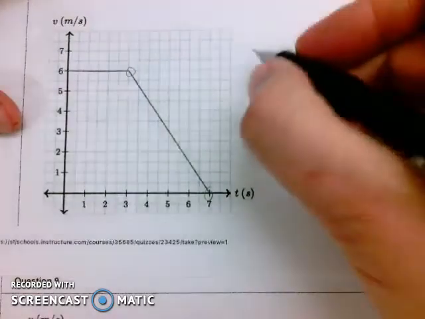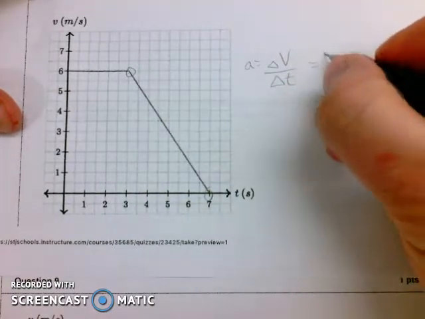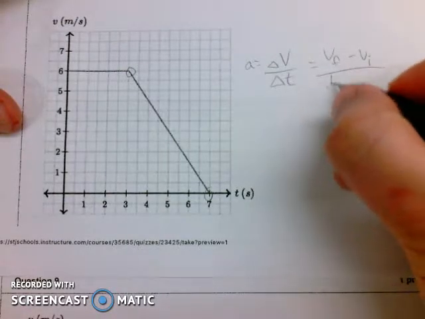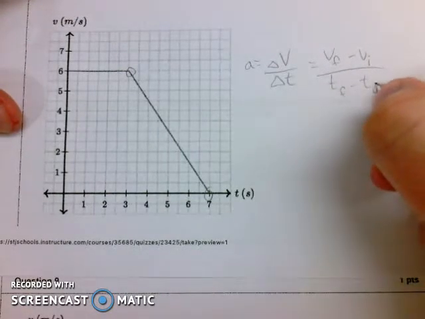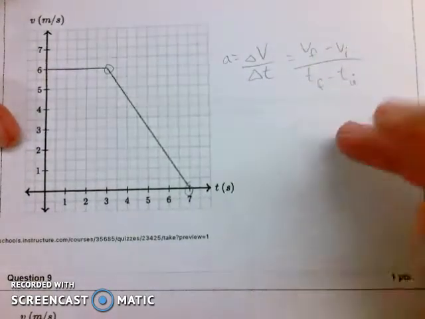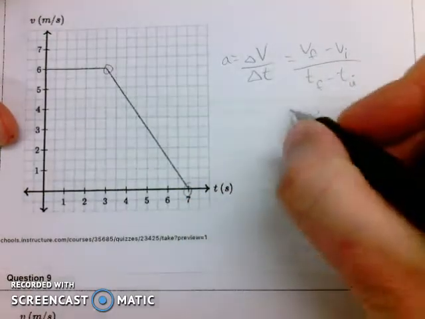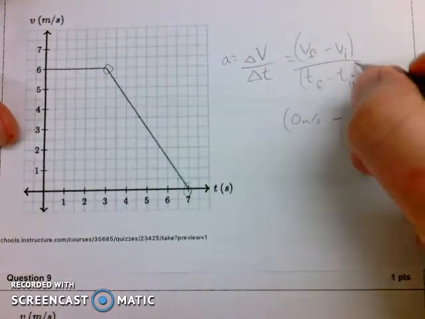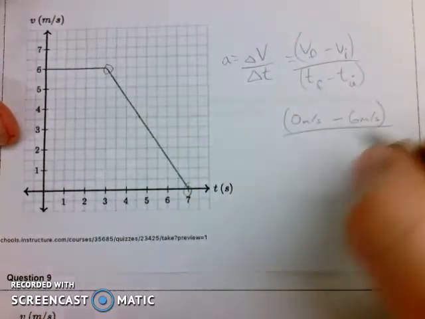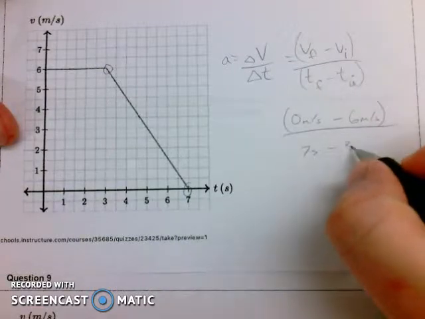So let's calculate its acceleration. Well, acceleration is equal to the change in velocity over the change in time, all right? Or you can say final velocity minus the initial velocity divided by the final time minus the initial time. Okay, these are I's, these are F's. All right, so let's plug in values to this equation. Final velocity would be 0 meters per second. All right, and these should be in parentheses, I suppose. Okay, and there it was 6 meters per second, right? Over the time from 7 seconds minus 3 seconds.